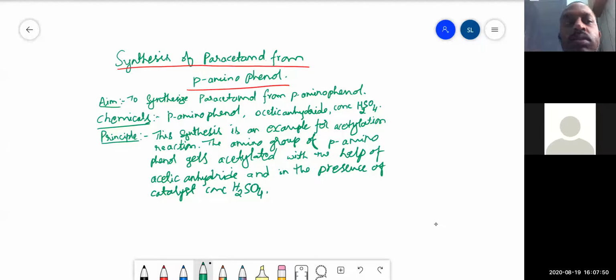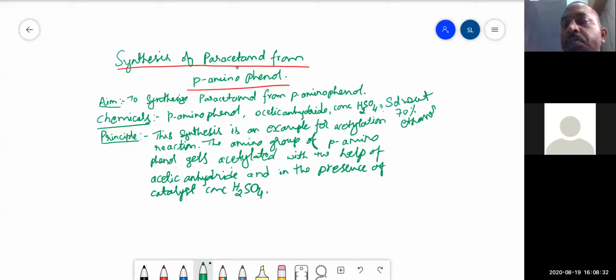So today's topic is synthesis of paracetamol from para-aminophenol. The main aim of the experiment is to synthesize paracetamol from para-aminophenol. The chemicals that are commonly used are para-aminophenol, acetic anhydride, and concentrated sulfuric acid. Apart from that, we also require the solvent for recrystallization. That is, here we will be using 70% phenol as the solvent for recrystallization process.